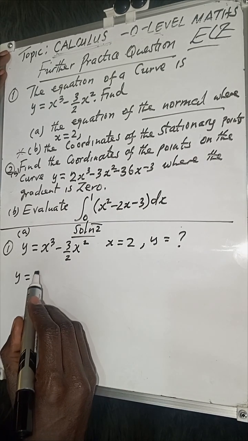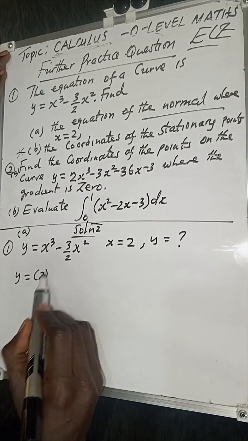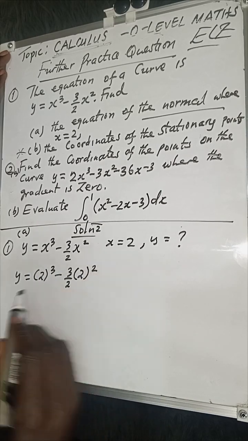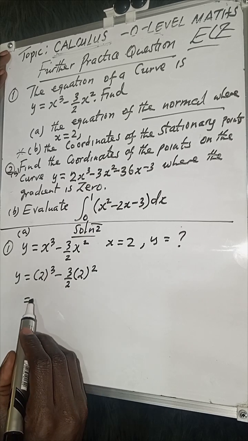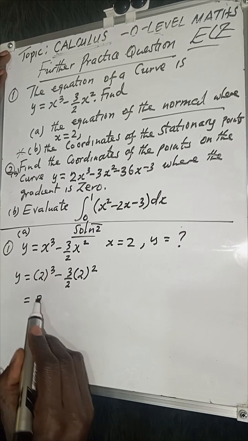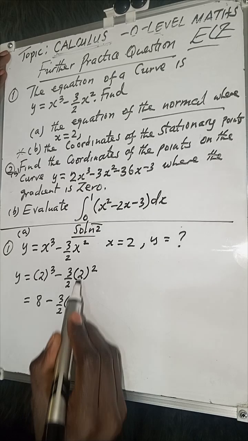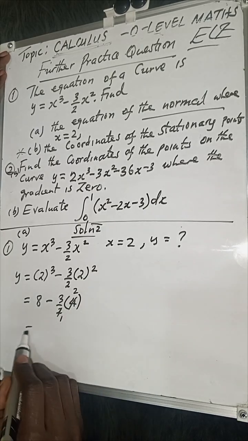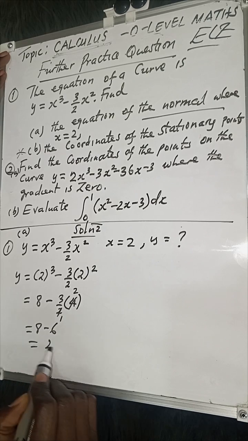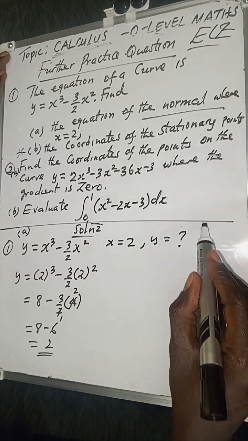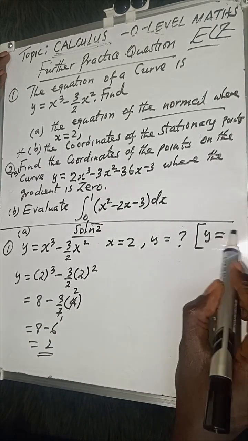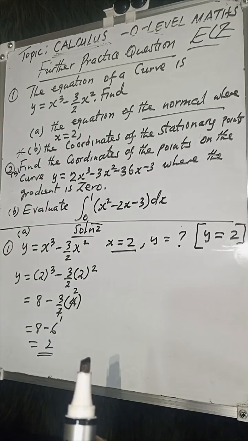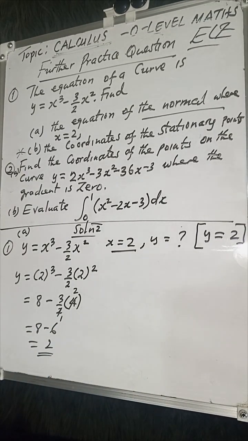Let me just find y. So replacing x, it will be 2 raised to the power 3 minus 3 over 2, then 2 raised to the power 2. 2 raised to the power 3 will give us 8 minus 3 over 2. 2 raised to the power 2 is a 4. 2 there, 1, 2 there is a 2. 2 times that will give you a 6. So therefore y is going to be a 2. So when x is a 2, y will also give you a 2. So very important that you get to know that.